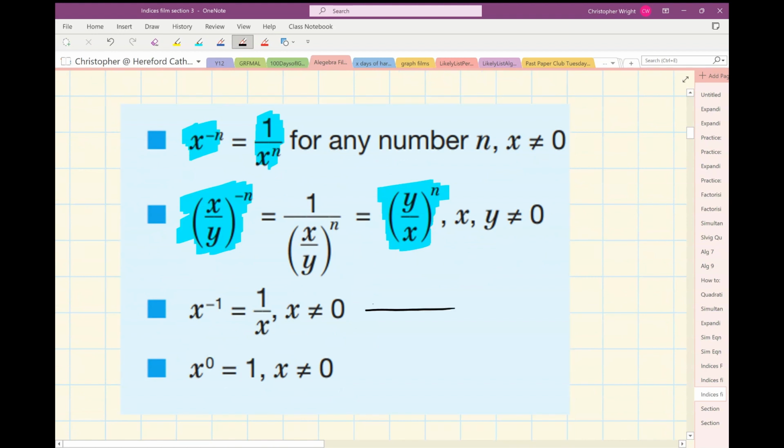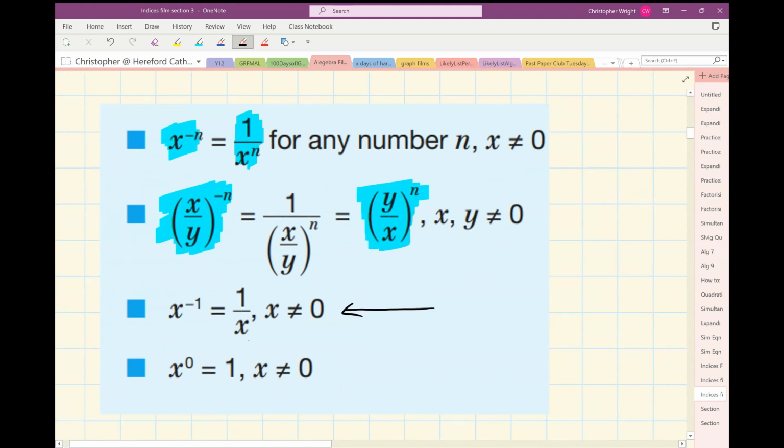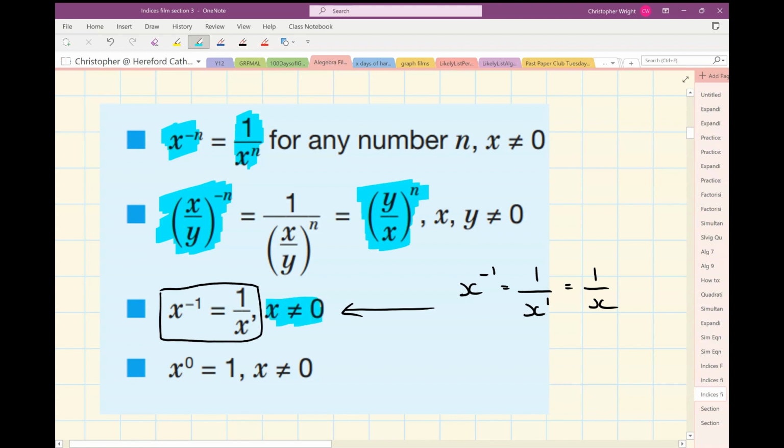A couple of other rules here. X to the power of minus 1 is 1 over x. Well, that's sort of common sense because x to the power of minus 1 would be 1 over x to the power of 1, which is, of course, the same as 1 over x. And all this is saying is that you can't have 1 divided by 0, so x can't be 0. And this last rule here is probably just one you're going to learn. Anything to the power of 0 is 1. So, for instance, 7 to the power of 0 is 1.